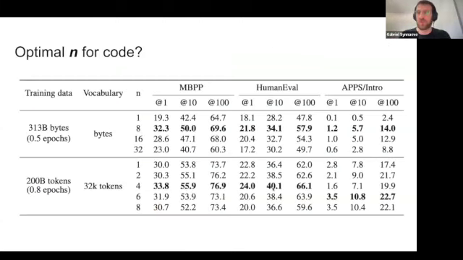So we also looked at what is the optimal n. We did that for a bunch of different domains, but basically here it is for code. For code, on the same data set as before, the same test sets as before, MBPP, HumanEval, APPS, we tried a bunch of n with different tokenizers. So either with a vocabulary at the level of bytes.